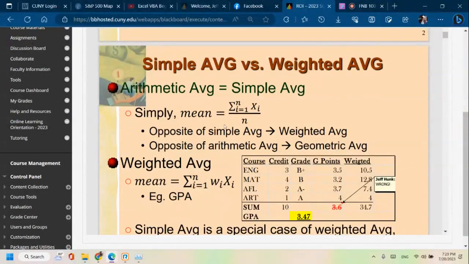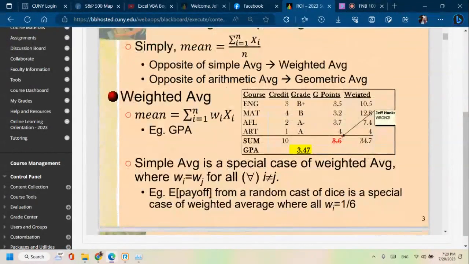However, that's not the only average. There's weighted average, and there's geometric average. What is weighted average? Your GPA is a good example of weighted average, right? So suppose you took 4 classes last semester.